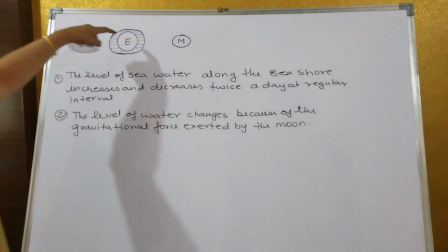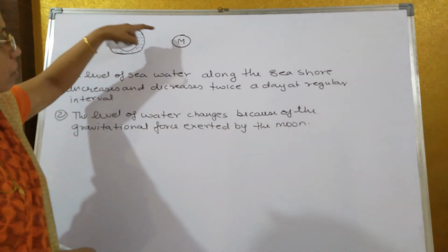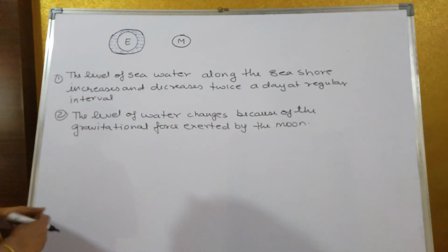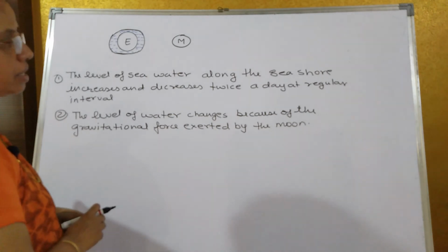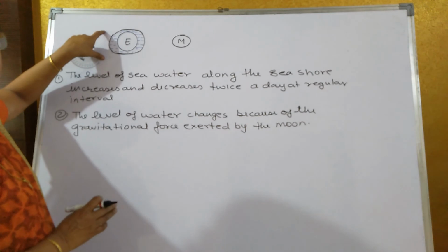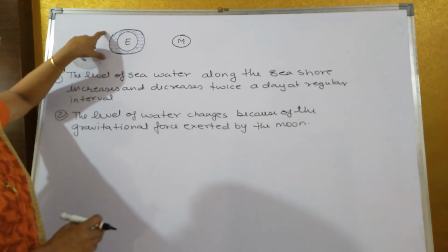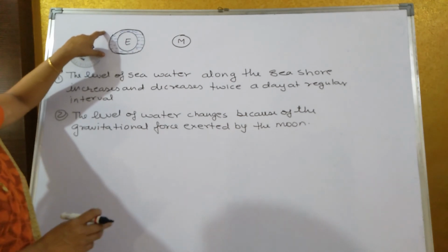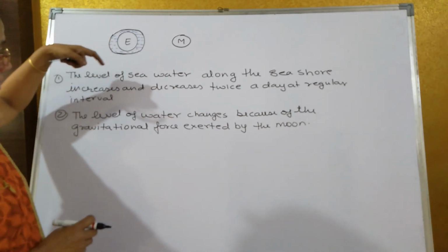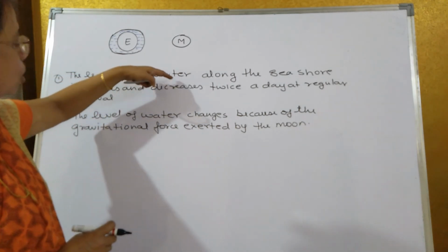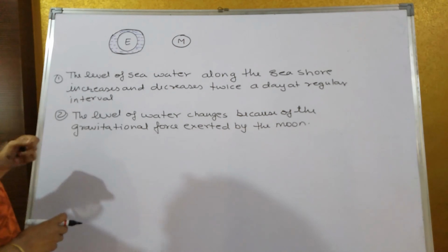Now this is the earth and the water surrounding the earth, and this is the moon. The level of seawater along the seashore increases and decreases twice a day at regular interval. If you have gone to the seashore, you must have seen sometimes the water level comes very near to the shore and sometimes it goes very far away from the shore. So the level of seawater, when it increases, it is known as high tide, and when it decreases, it is known as low tide. Now why does this level of water keep on changing?